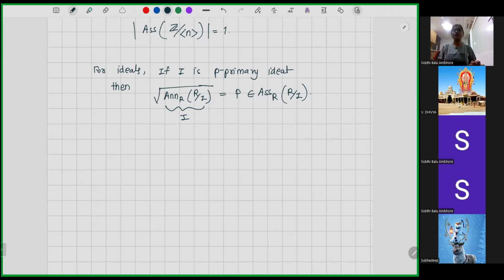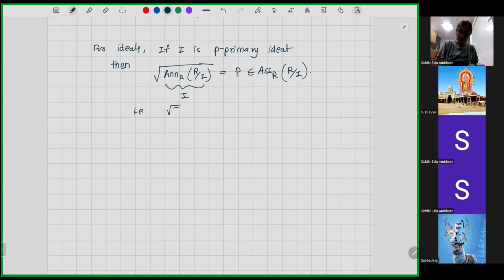The annihilator of R quotient I over R is that ideal I itself. Okay, but when we look at associated primes, the radical of I is P. When we look at associated primes, the annihilator ideal must be prime. In general, the annihilator of an element need not be prime. We can take any element and its annihilator need not be prime.